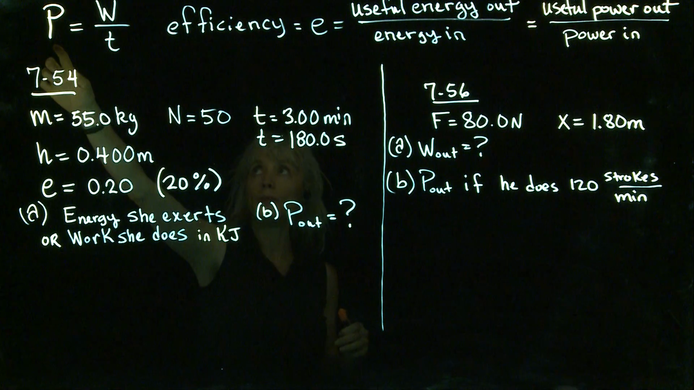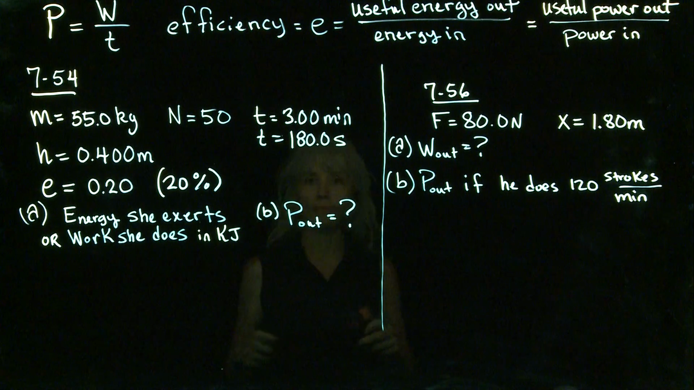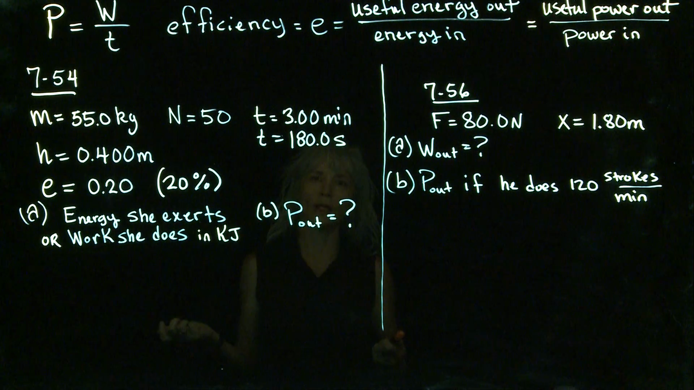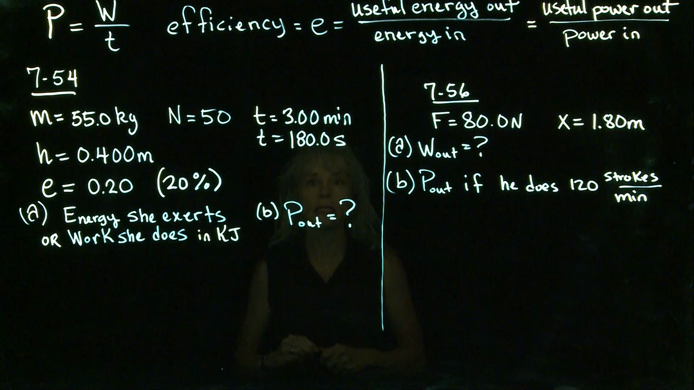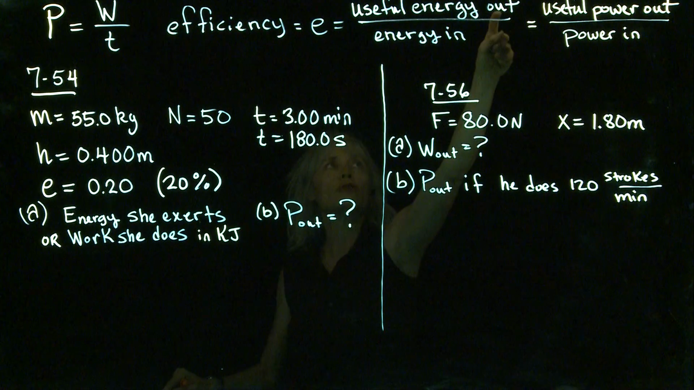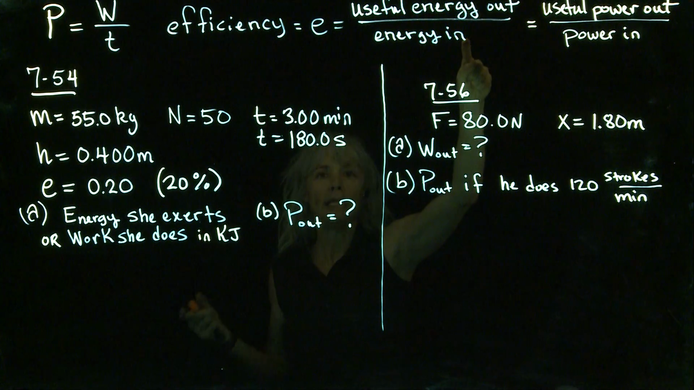Remember, power gets the symbol P, and it's the rate at which work is done, so work divided by time. A quantity we haven't really talked about before, but is a very simple quantity to understand, is efficiency. Efficiency gets the symbol E, little e, and it's just the ratio of useful energy out from a machine divided by the energy put into the machine.